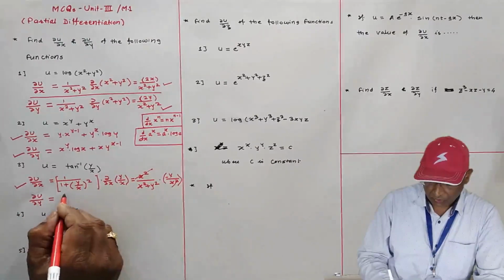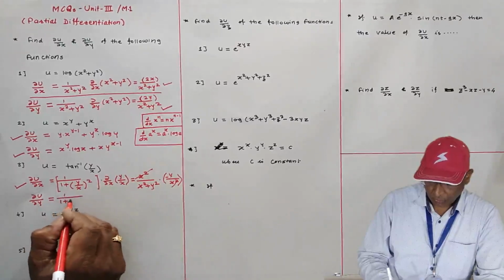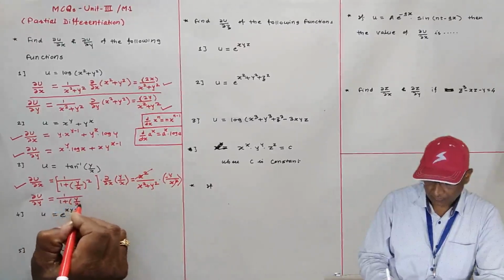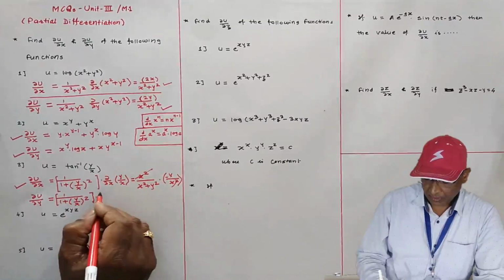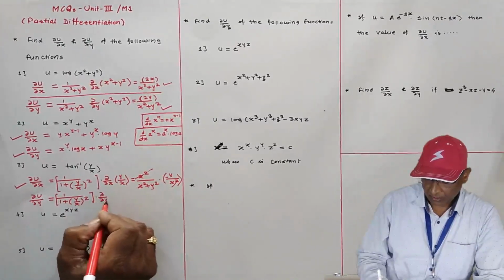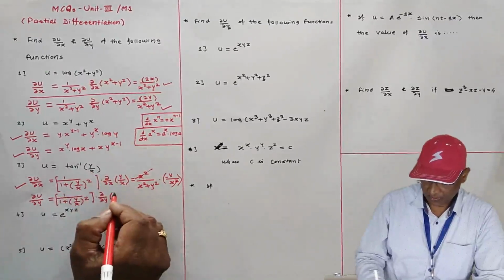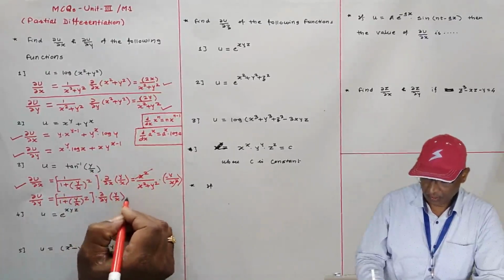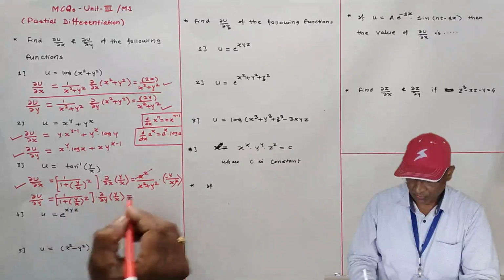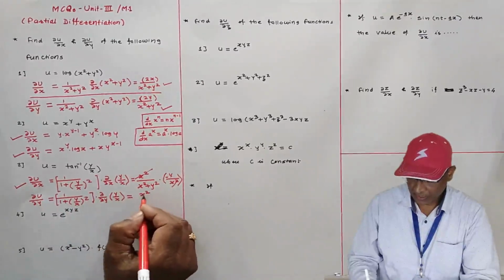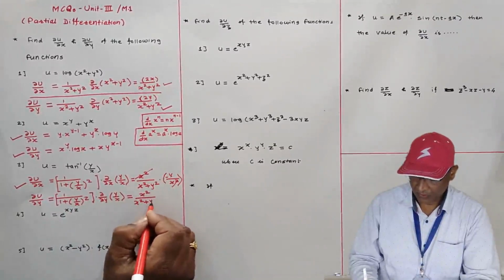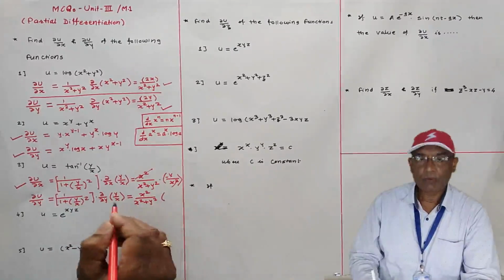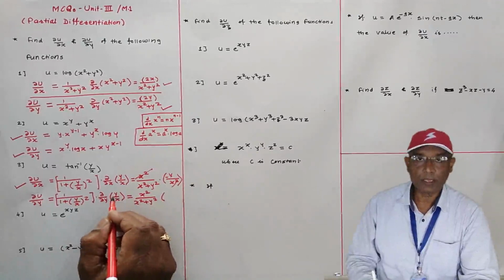Derivative of tan inverse is what? 1 by 1 plus argument square, multiplied by derivative with respect to y of argument y by x. Similarly here, x square will jump in the numerator after taking LCM. I am writing directly here: x square plus y square, and derivative of y by x with respect to y, keeping x constant.